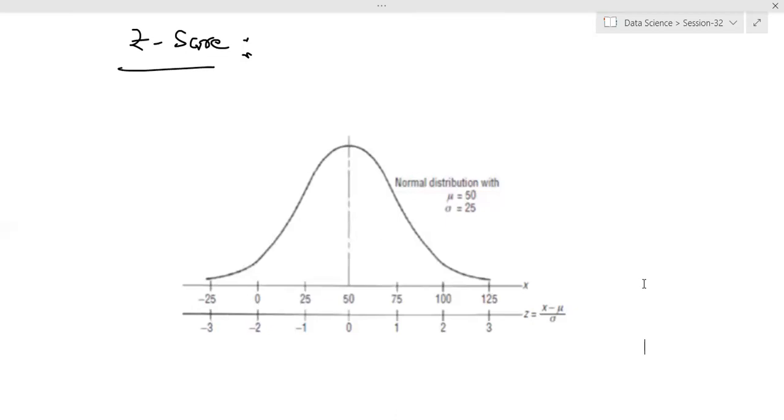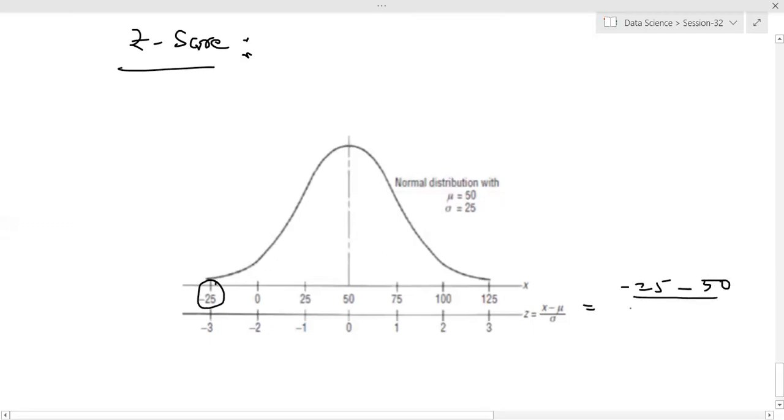It's just the difference between the input value or the feature and the mean, and then dividing by the standard deviation. We will start from this, Venkat: minus 25, what is your mu value? 50, divided by what is your sigma? 25. That means minus 75 by 25. What is the value? Minus 3. Similarly, minus 2, minus 1, 0, 1, 2, 3.